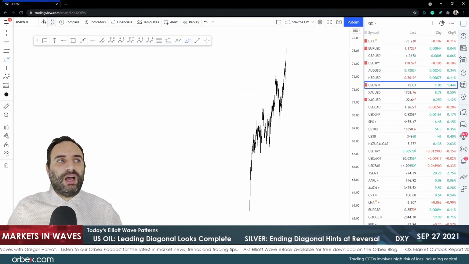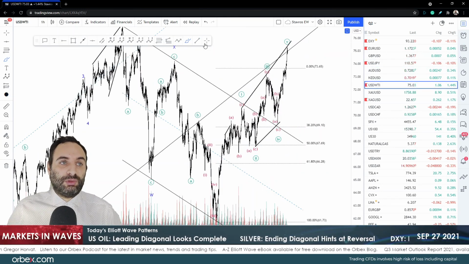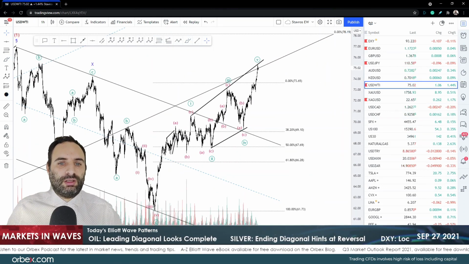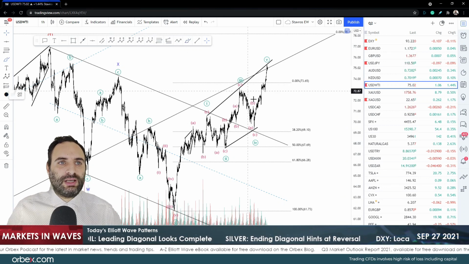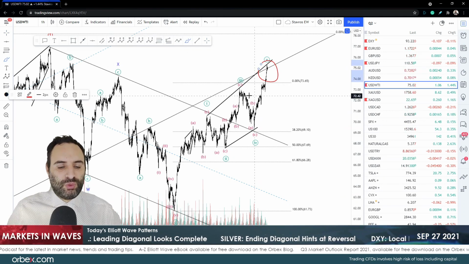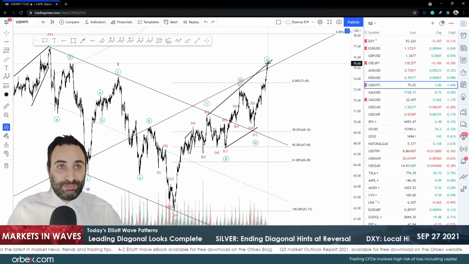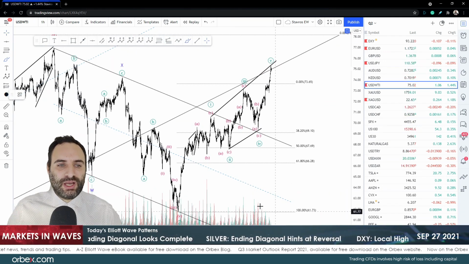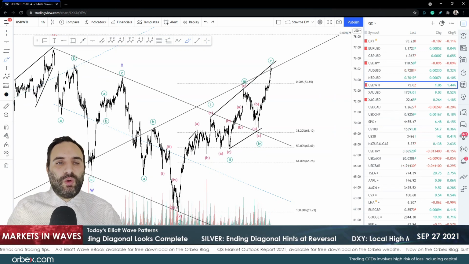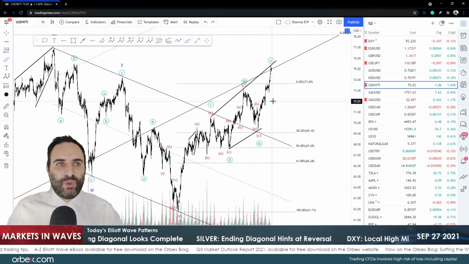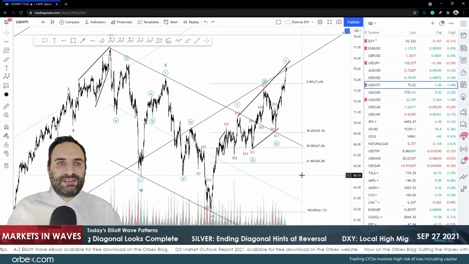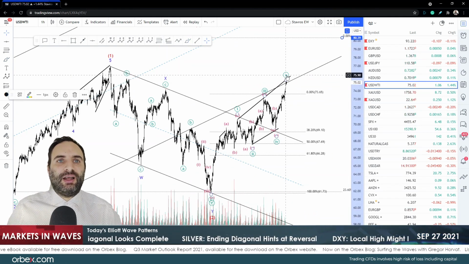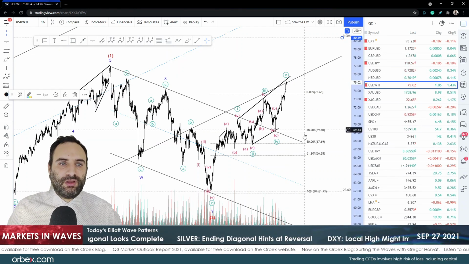Okay. For the US oil chart, I did talk about the leading diagonal over here last time. I did say I'm not expecting prices to go all the way up and meet the trend line, but it happened. Okay, it happened, but it's happening on low volumes, guys. And when this is happening on low volumes, it means that this is overextended and there is an exhaustion that we have to anticipate, giving us some sort of reversal or a correction.